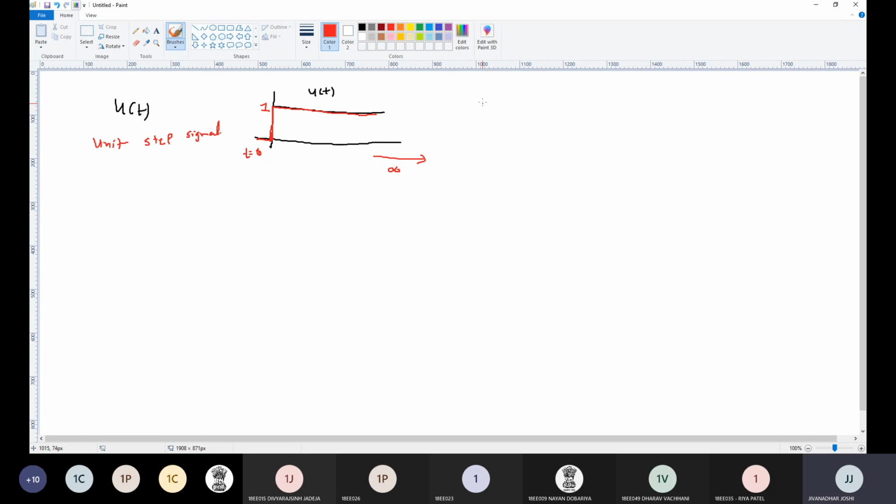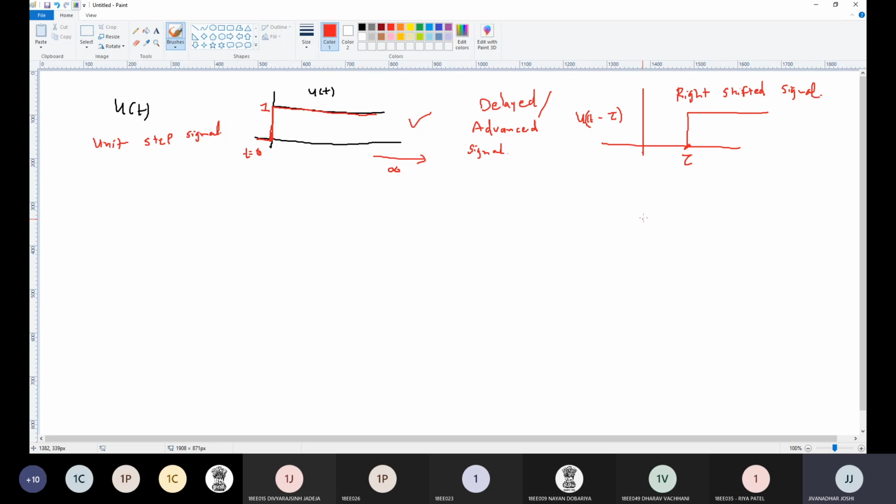Now the delayed version of this signal or the advanced version of this signal can be drawn from it. And it can be written as u of t minus tau, if this instant is given by tau, right? And this is called the right shifted signal. This is the delayed version. And the advanced version can be drawn as, this is tau, so u of t plus tau, this is the left shifted signal.